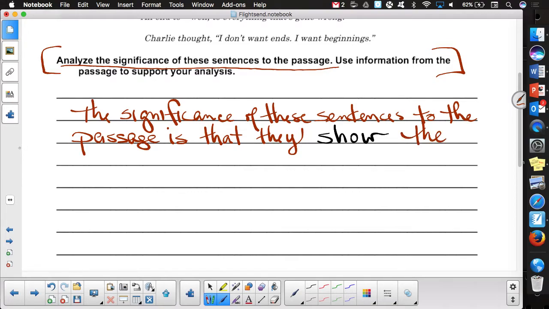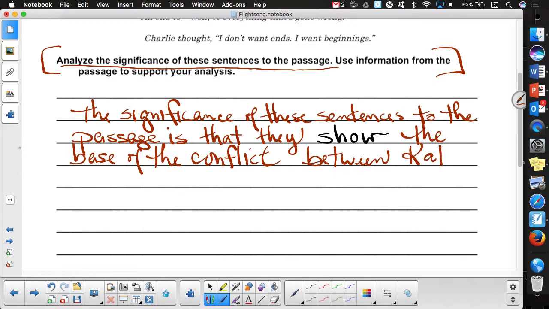Provide the base of the conflict. The what of the conflict? The base. B-A-S-E? Yes. What could I add to this? Period. No. Still words. You're on the run-on. Not yet. Between, oh yeah, I see. Between Catherine. You could put Kathy and Charlie. You could put Charlie and her mom.